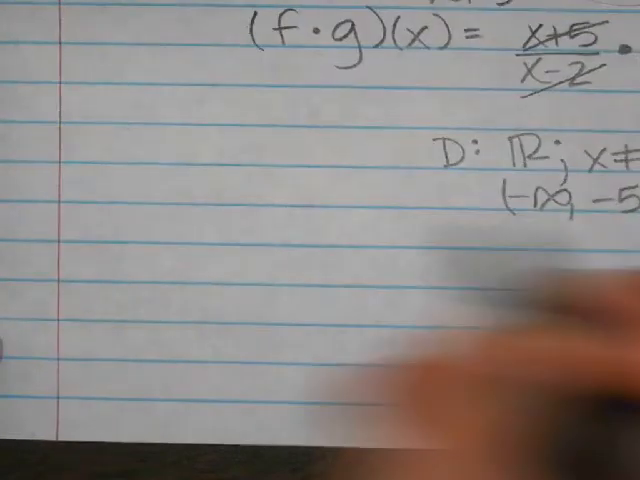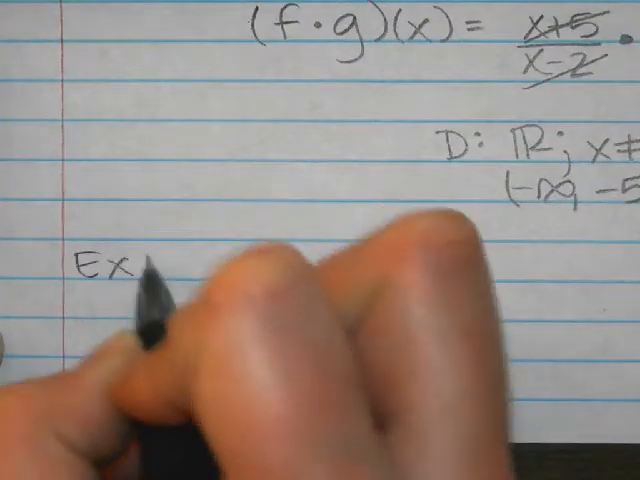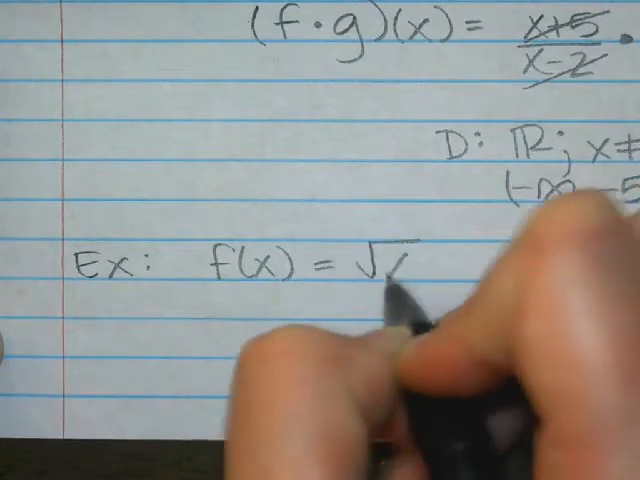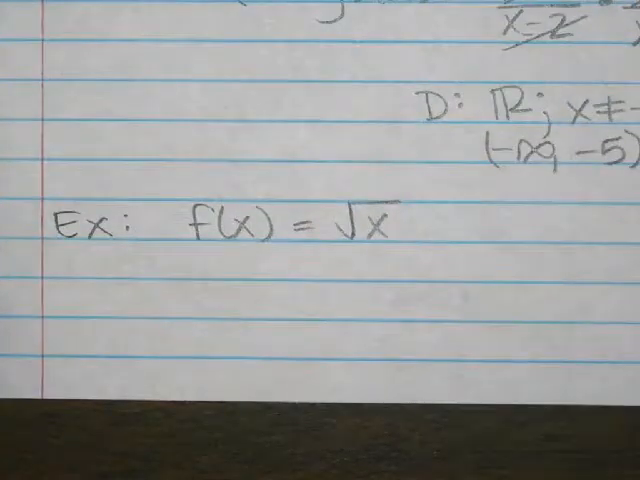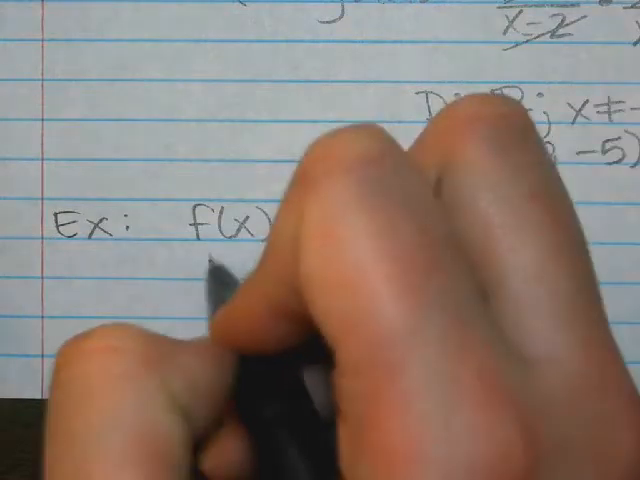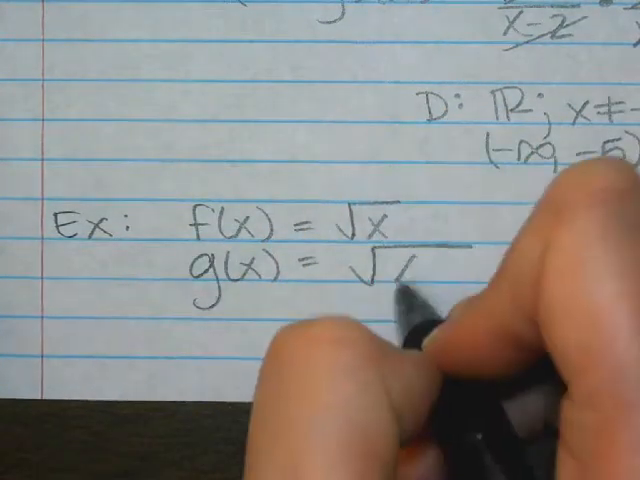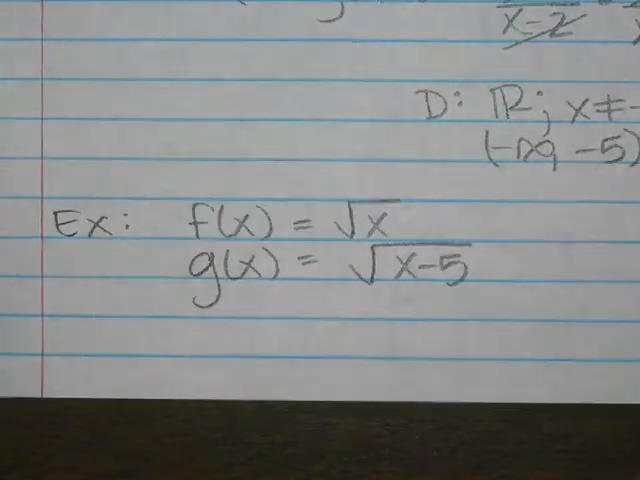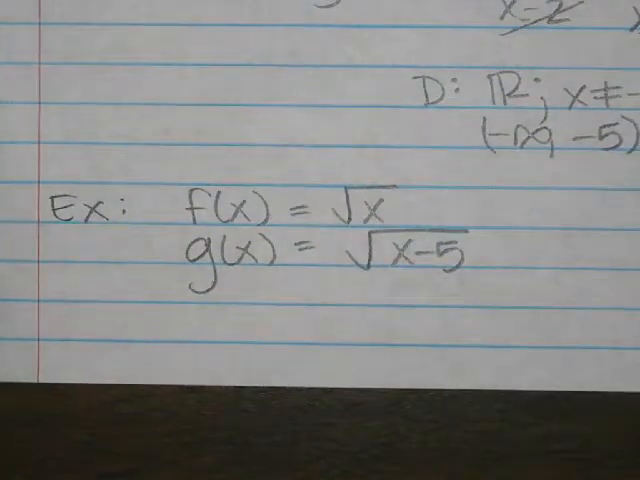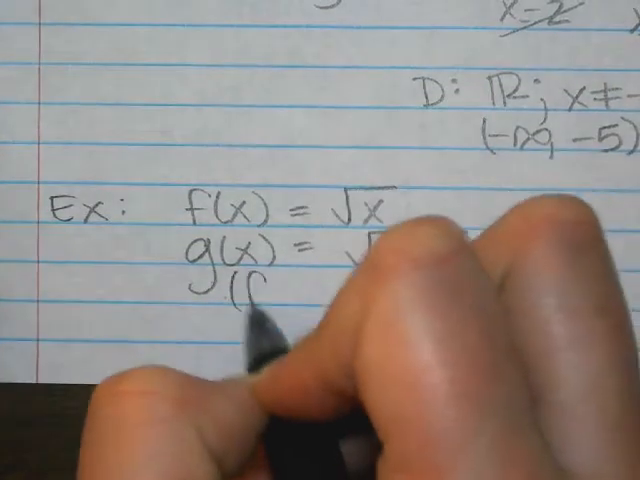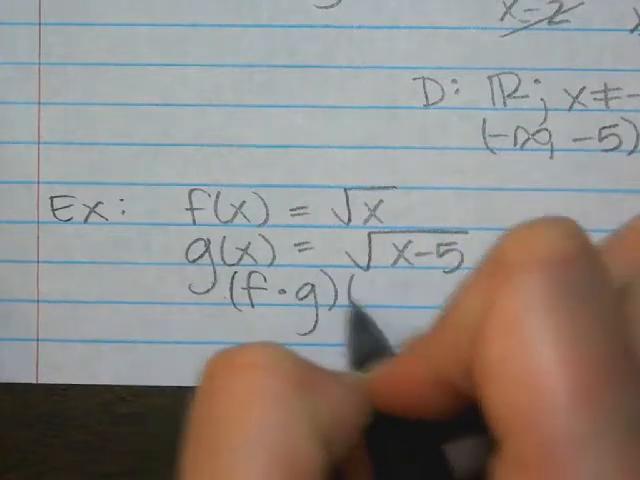All right, so this one we'll say f of x is the square root of x, and we'll say g of x is the square root of x minus 5. And for this one, we're going to multiply f times g.